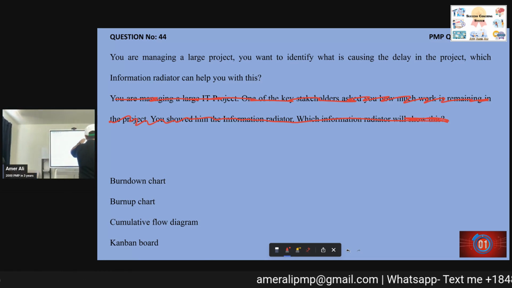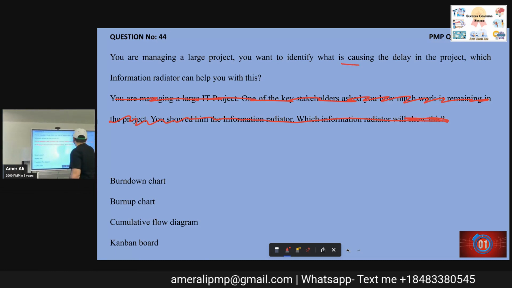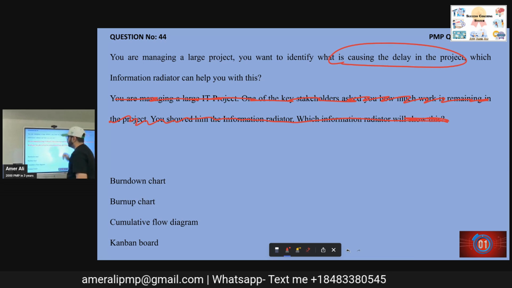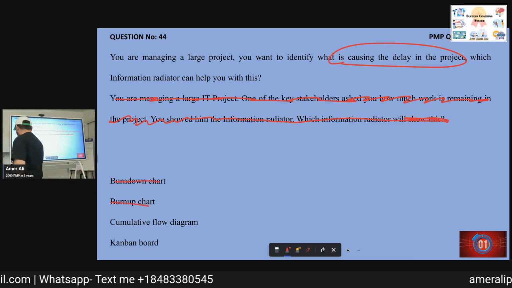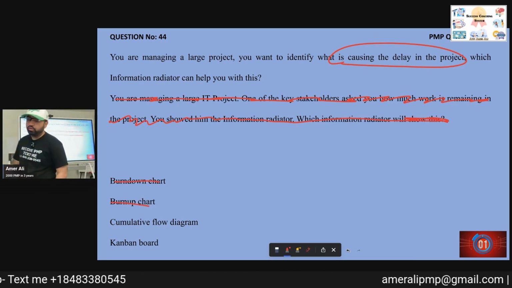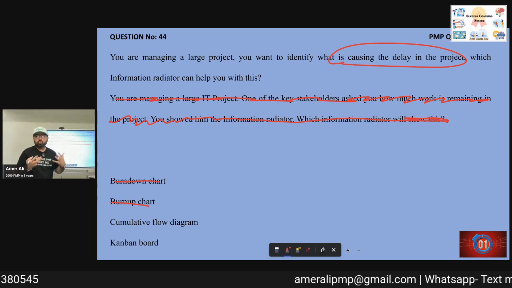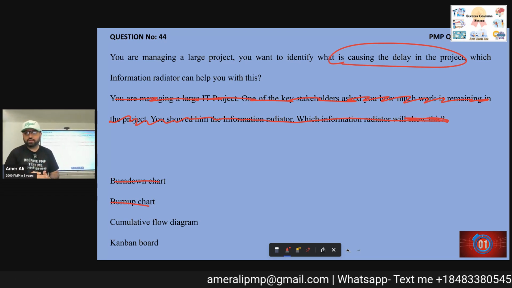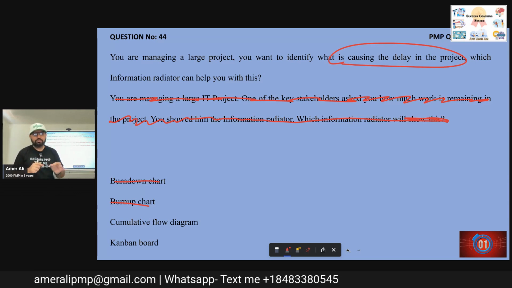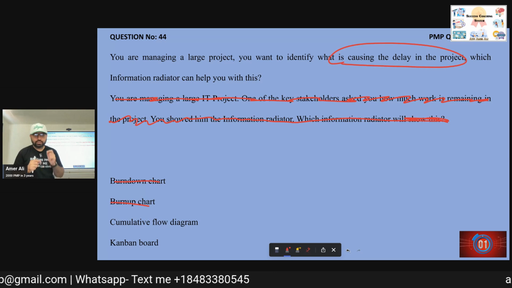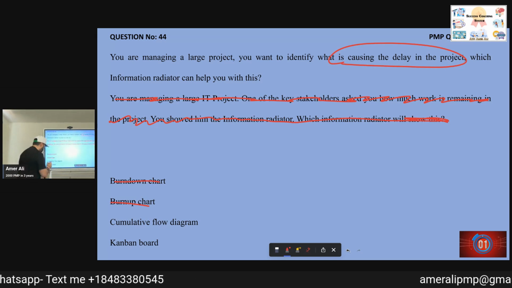Engineers, you are managing a large project, and you identify what is causing the delay. Which information can help? Okay, burn up and burn down are eliminated. Now we have both of the answers. Which tool is used for that purpose? The tool that is used basically is the Kanban board.